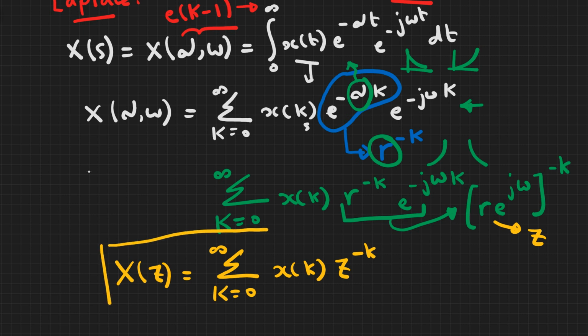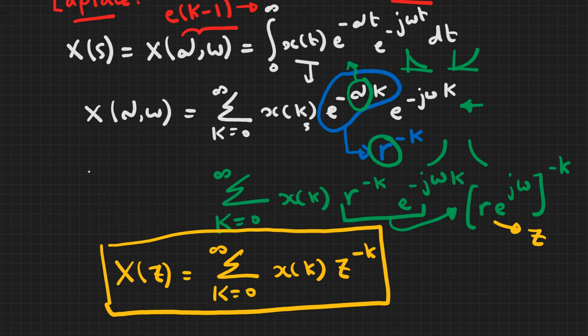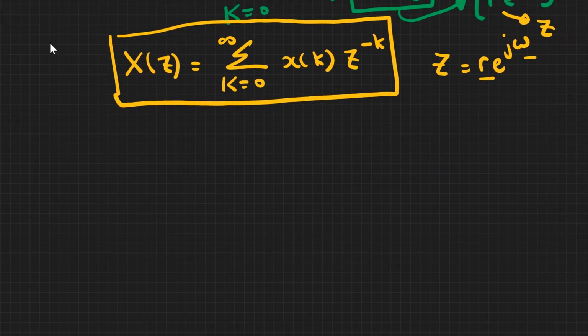And this is the famous z transform, that we are using, where z is actually r e to the j omega. So earlier we had the Laplace transform, where s was sigma plus j omega, while here it's a polar form, it's r times e to the j omega. So what have we gained from this transform?